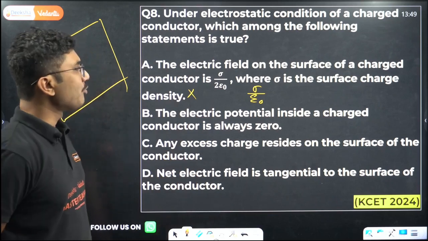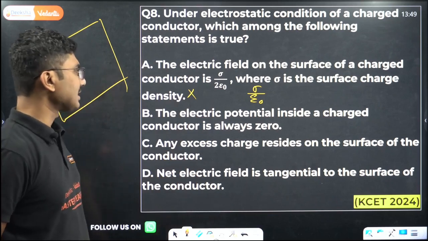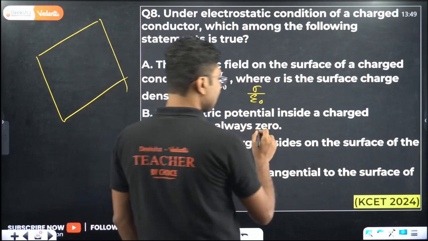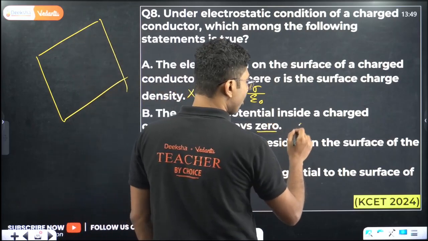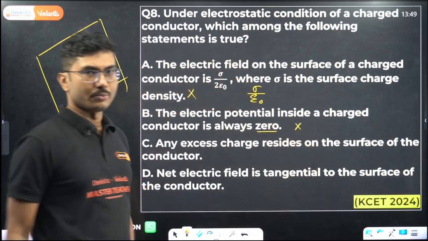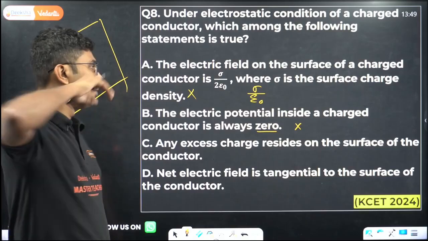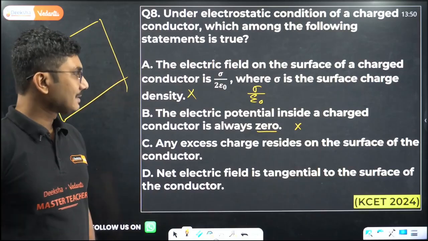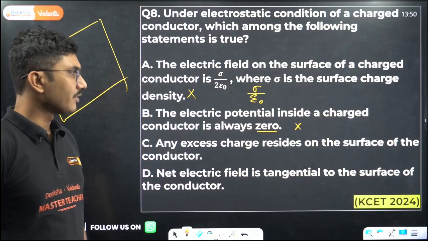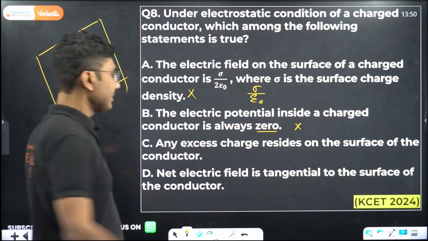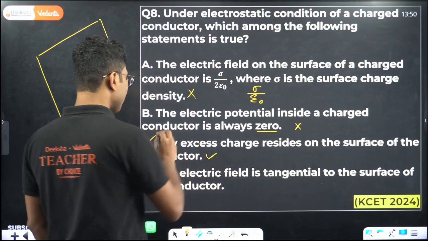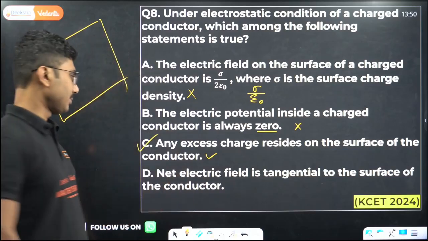The electric potential inside a charged conductor is always 0. Electric potential inside a charged conductor is not 0, but it is constant. So this is also not true. Electric field is 0, but electric potential is constant. Any excess charge resides on the surface of the conductor. This is the correct statement. If you give any charge to a conductor, charges always float to the surface. So this is a correct statement.